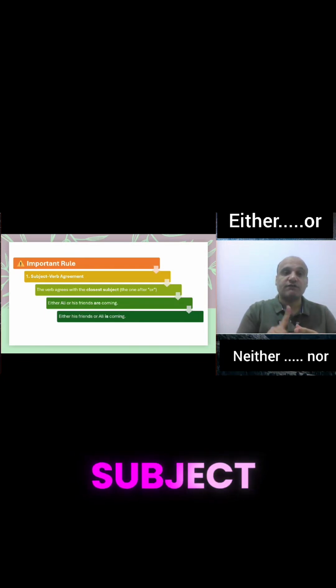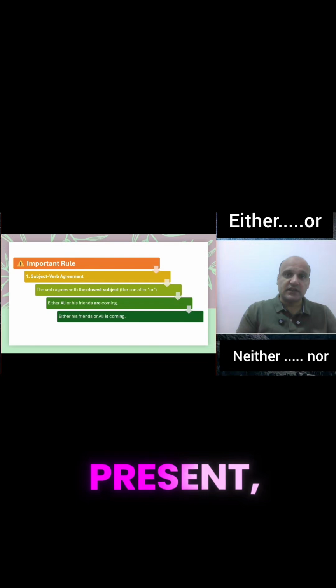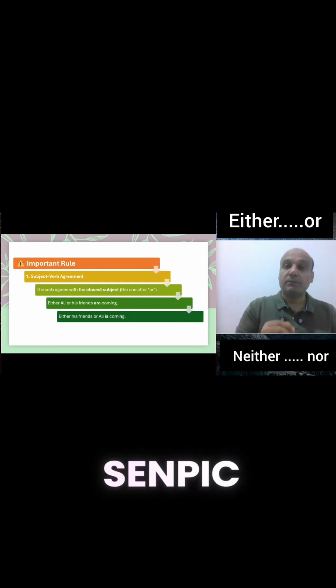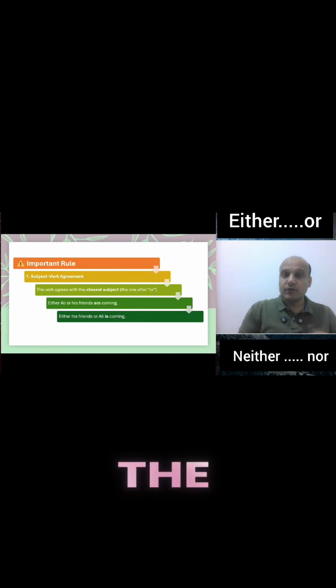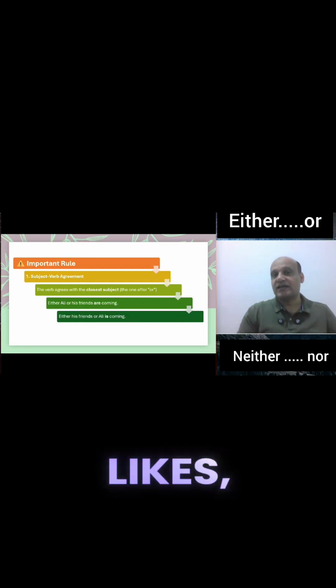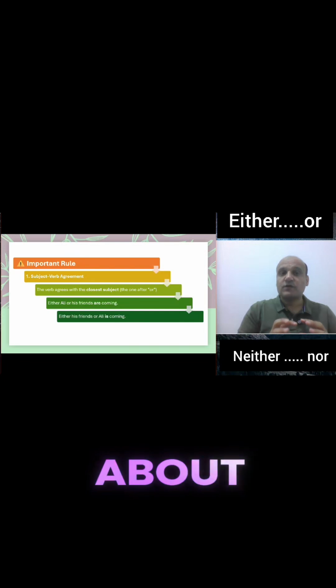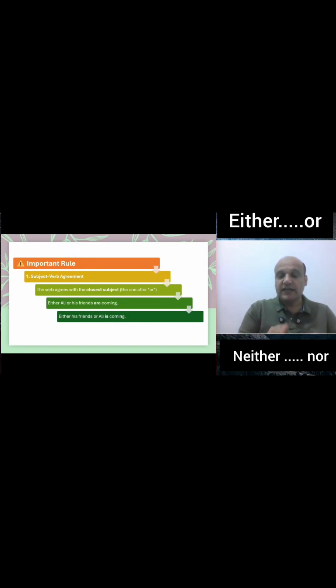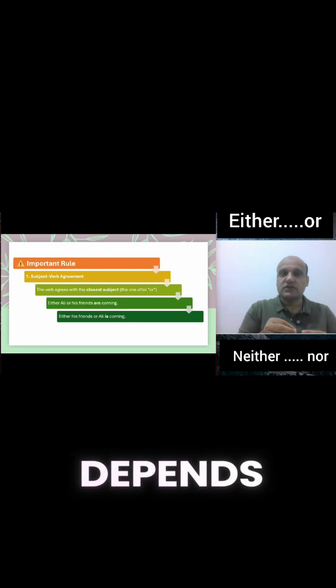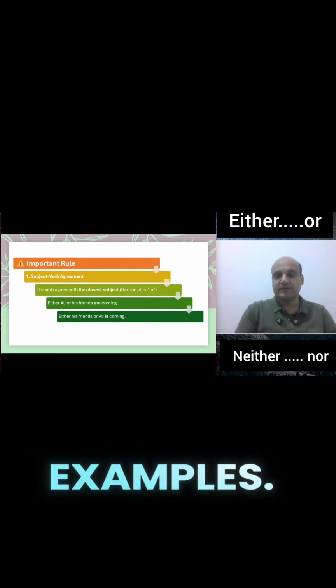Number one, subject verb agreement, especially in simple present. I will remind you with simple present. In simple present, you must add s to the verb if the subject is singular, like he, she, it. You can say he likes, he plays, she plays. But if your subject is plural, don't add s to the end of the verb. So be careful about the verb after or. It depends on the closest subject, the one after or.